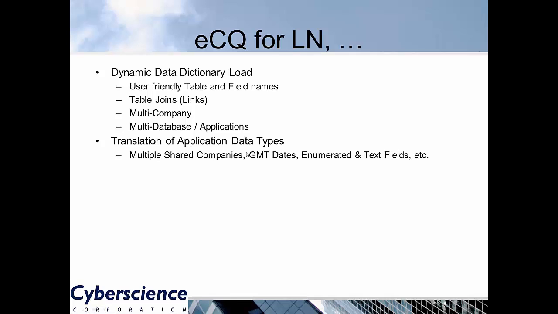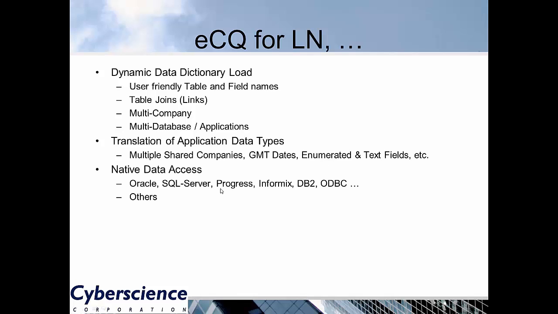The dictionary is nice because it also translates some of the funny data types that Baan uses. For example, the shared companies are automatically translated. Greenwich Mean Time dates translated. Enumerated in text fields. Again, we translate those automatically, and users can just drag and drop fields, and we'll take care of the I/O, reaching out to grab data from these enumerated fields.